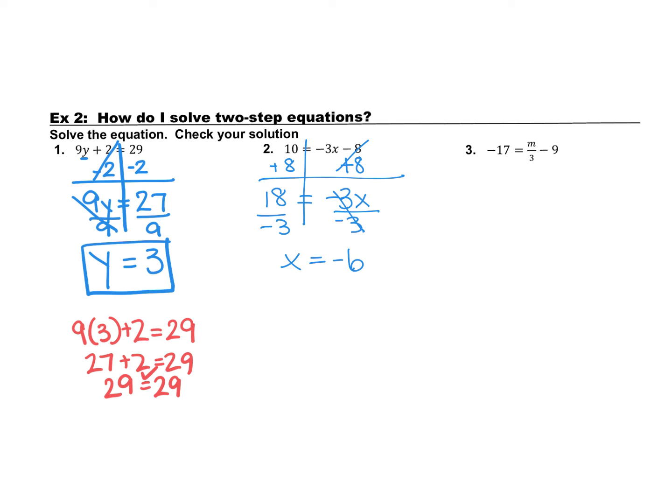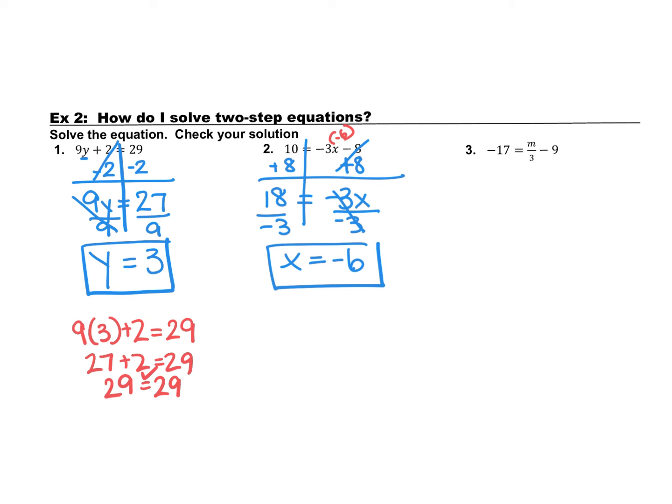And again, if I went up top here and I were to plug in negative 6, I'd have negative 3 times negative 6 is negative 18. I'm sorry, 18. 18 minus 8, that would give us 10, and we know that we'd have the right answer then.